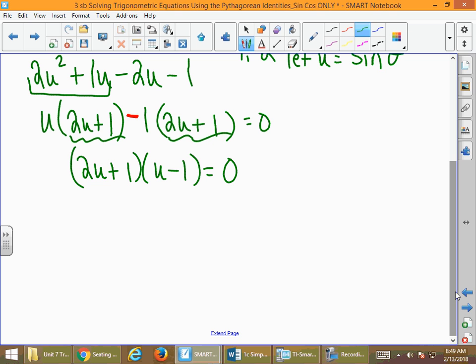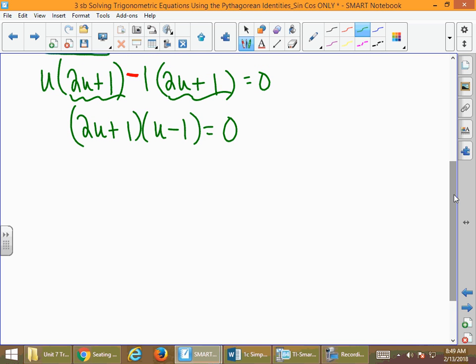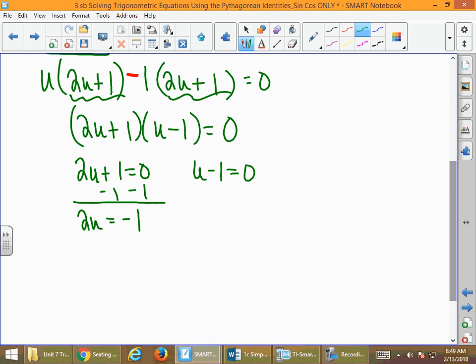And like I said, maybe you go directly and say, oh, I know u equals negative 1/2 and u equals 1. That's fine with me. You don't have to show my next steps here that I'm going to show. But this is 2u plus 1 equals 0. And it's u minus 1 equals 0. And then we subtract. So we get 2u equals negative 1. Divide both sides by 2. So there's the u equals negative 1/2. And over here we add the 1, so u equals 1.